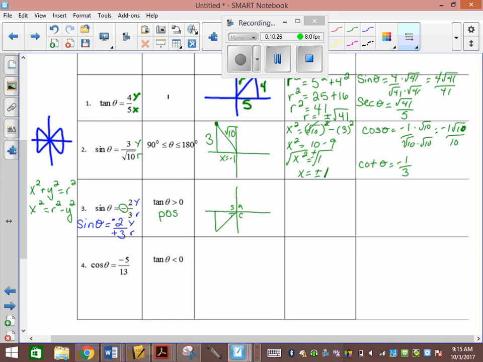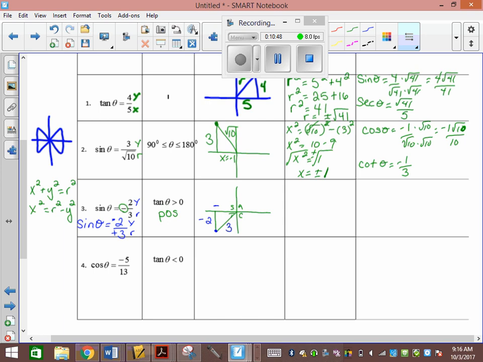Plus, we've drawn the actual diagram, so we know what's negative. So I know r is positive. I know y is negative 2. I know x is going to have to be negative as well, because in quadrant 3, both x and y are negative when you look at a point in quadrant 3. And we're looking at this point, technically.